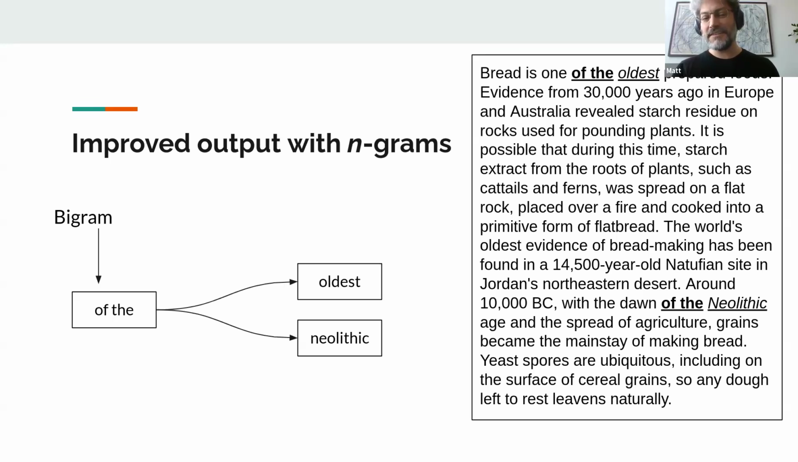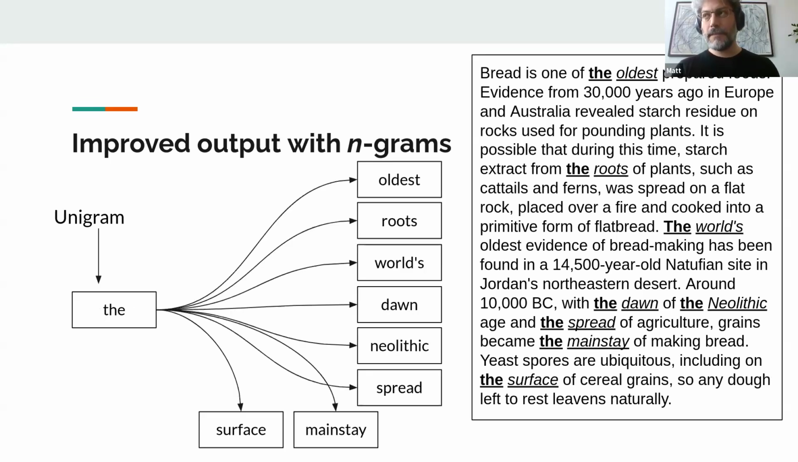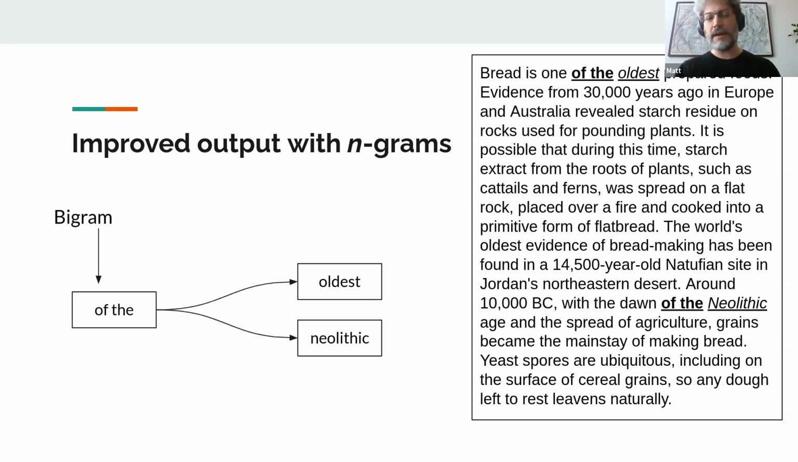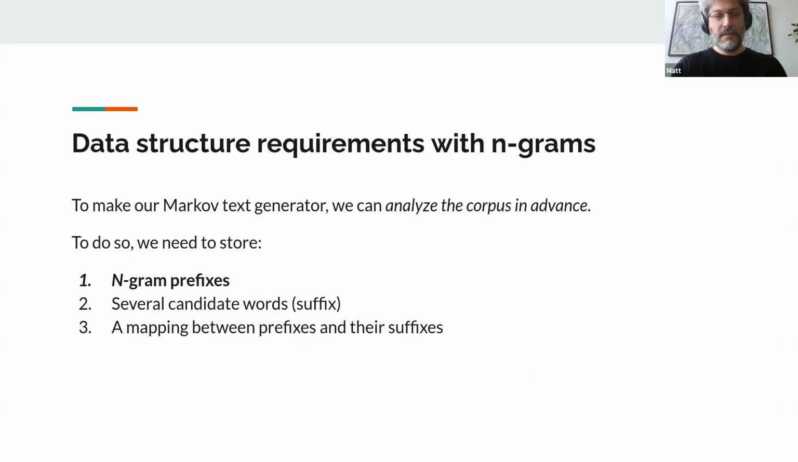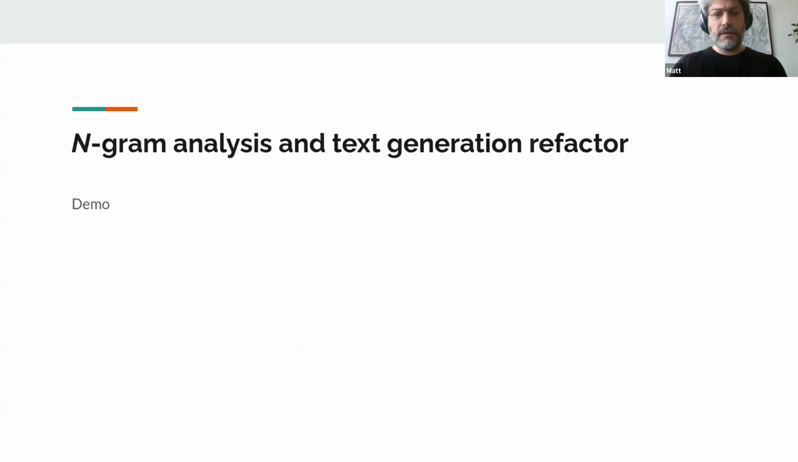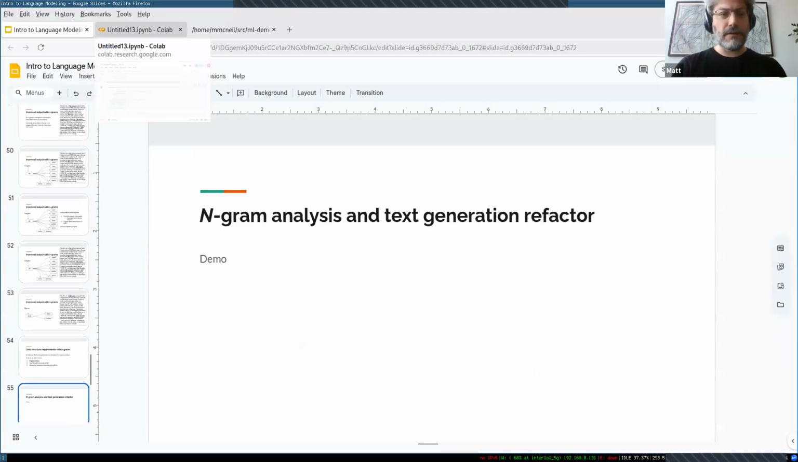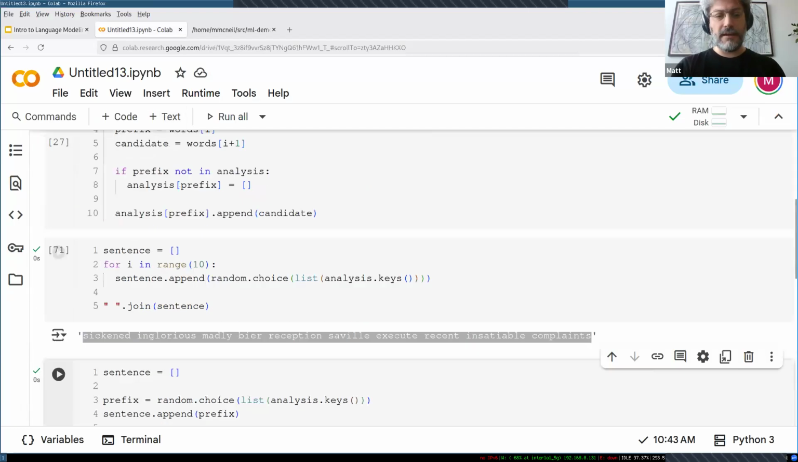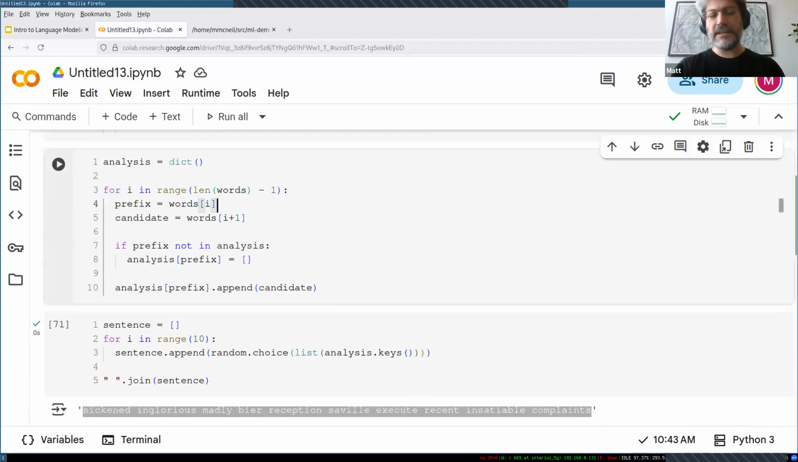So the theory is that unigrams maybe will be a bit less coherent than bigrams, or to flip it around, if we use bigrams instead of unigrams, the text will be a little bit more coherent. So let's do a quick refactor of this, where instead of producing an analysis dictionary using a single prefix from a single word, we'll implement bigrams and see how that changes the analysis.